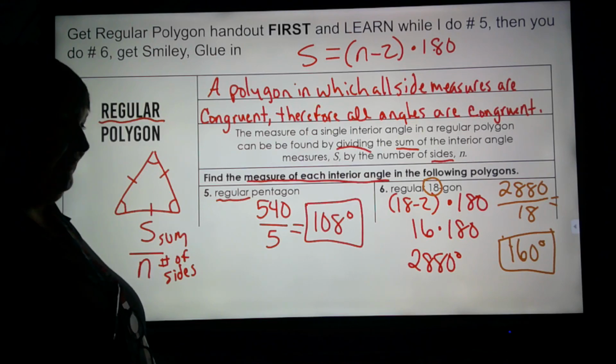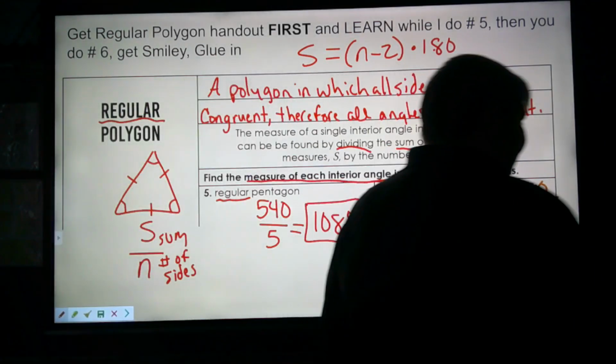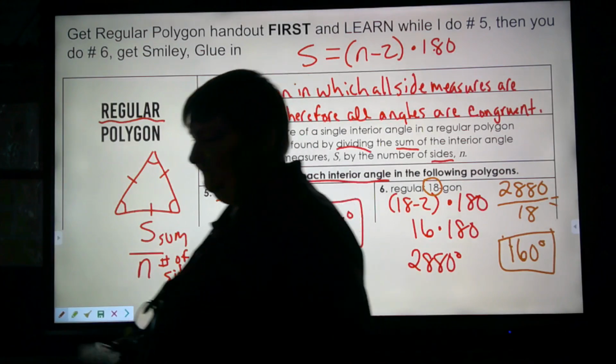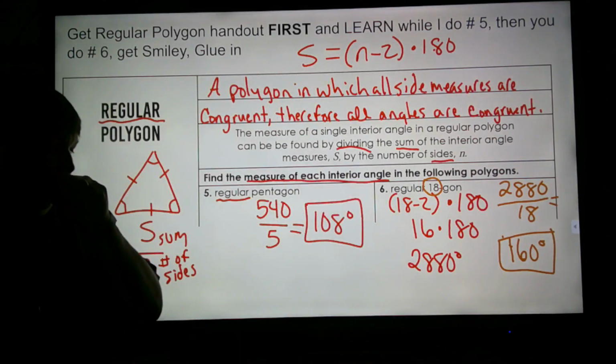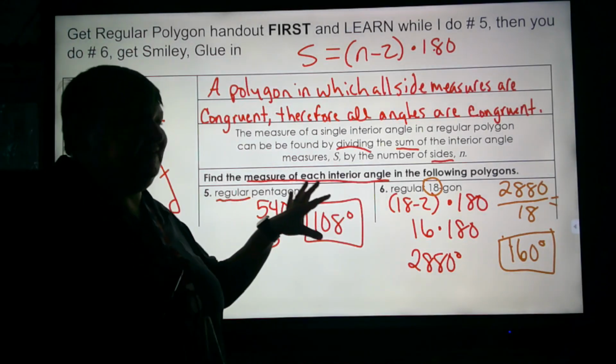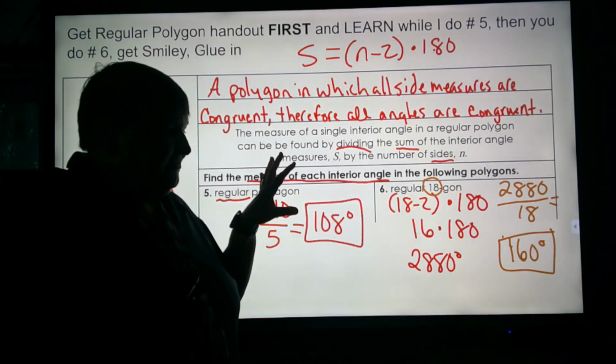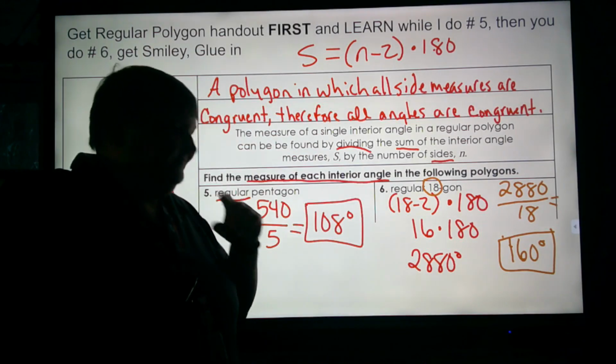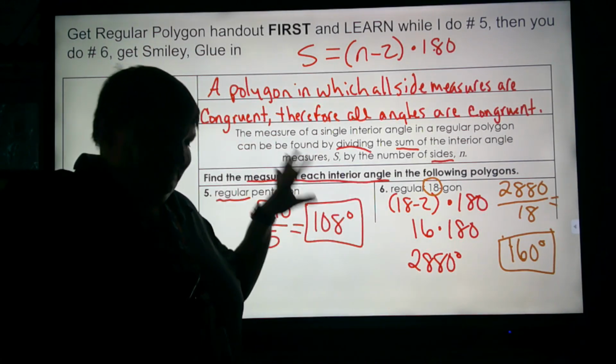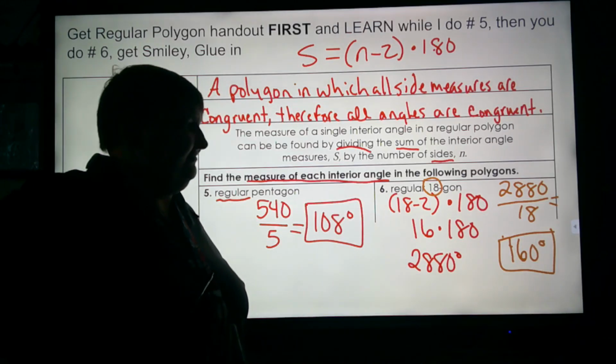All right, when you're feeling confident about that, this goes with numbers 10 and 11 on the practice sheet, I think. So when you get the practice sheet, you should be able to do 10 and 11.